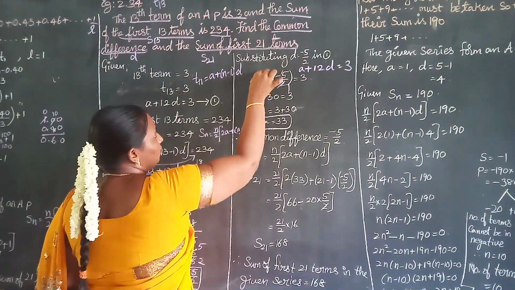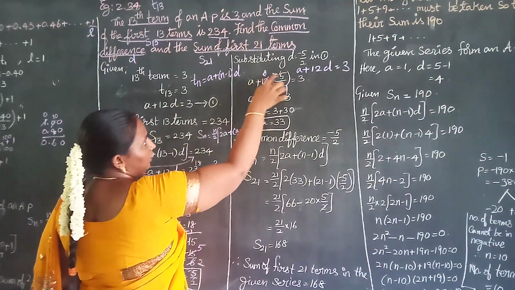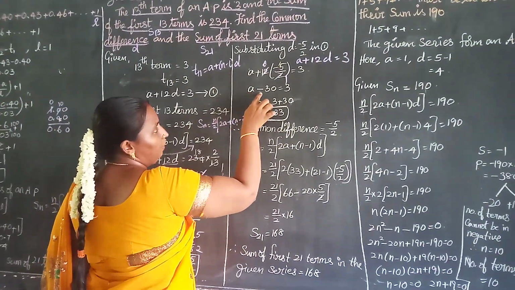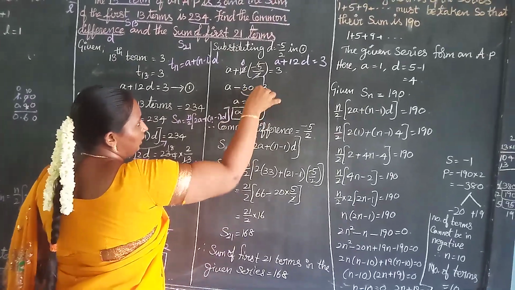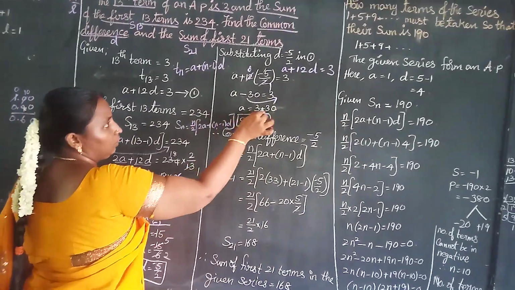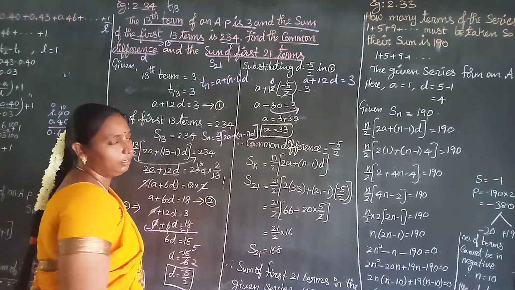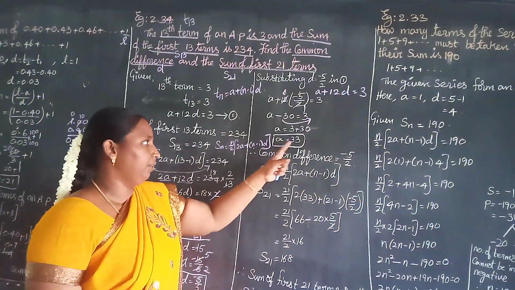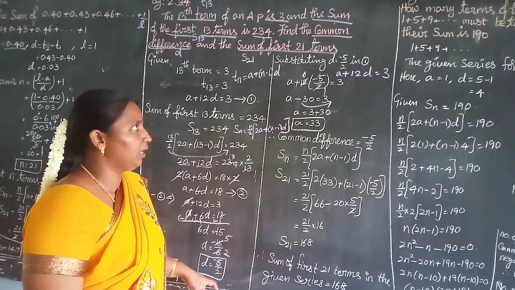2 1s are 2, 2 6s are 12, so 6 times minus 5 is minus 30. So we will get A minus 30 equal to 3. Send this minus 30 across. You will get A equal to 3 plus 30. 3 plus 30 is nothing but 33. So we find the A value 33 and the D value minus 5 by 2.